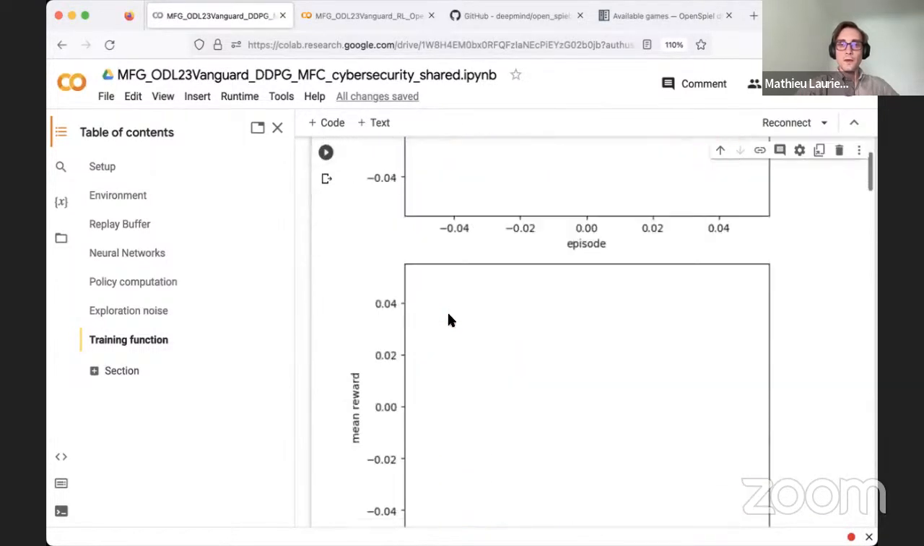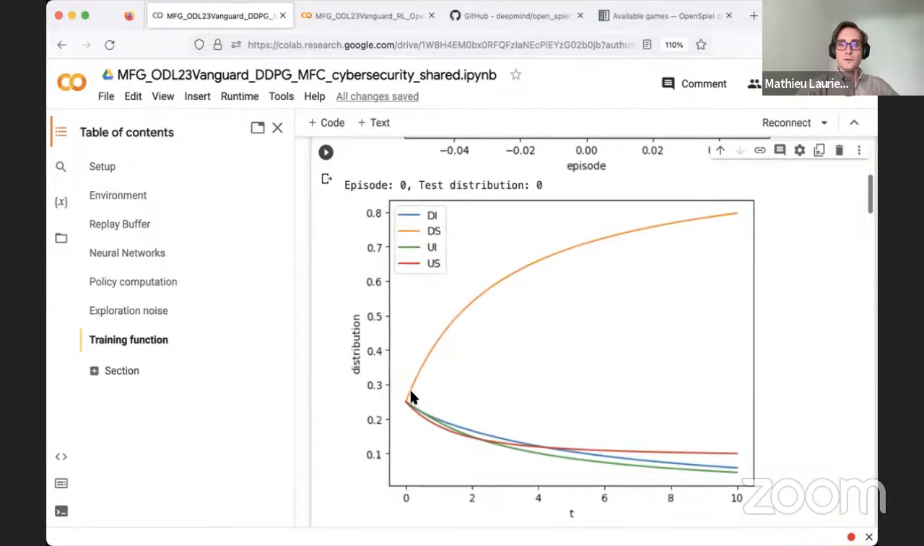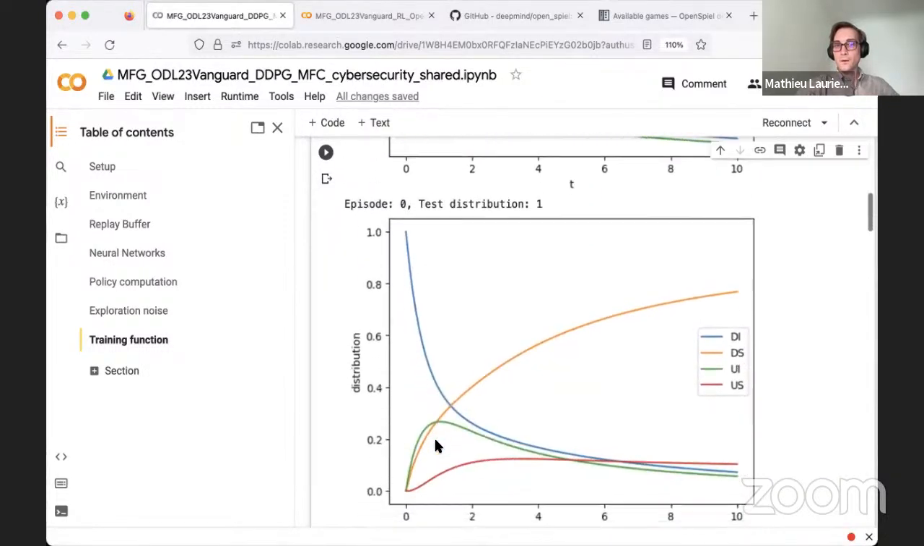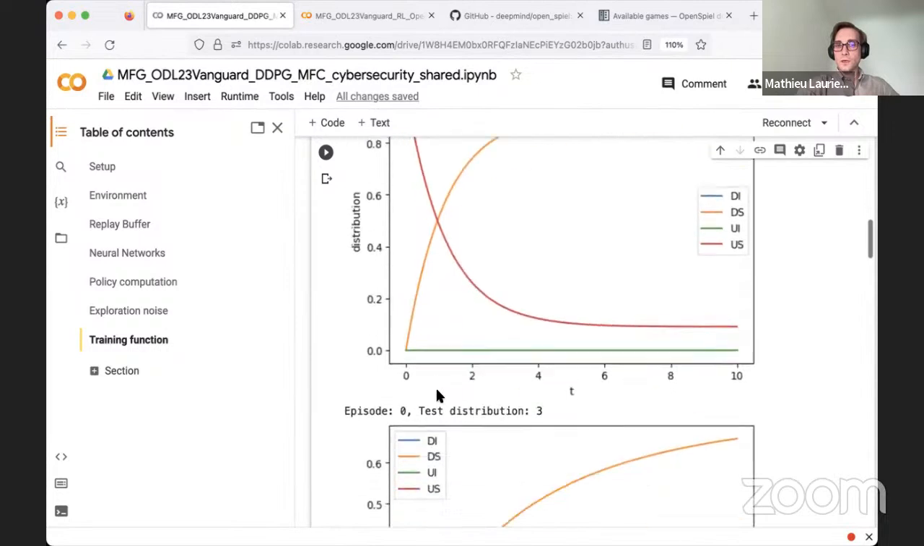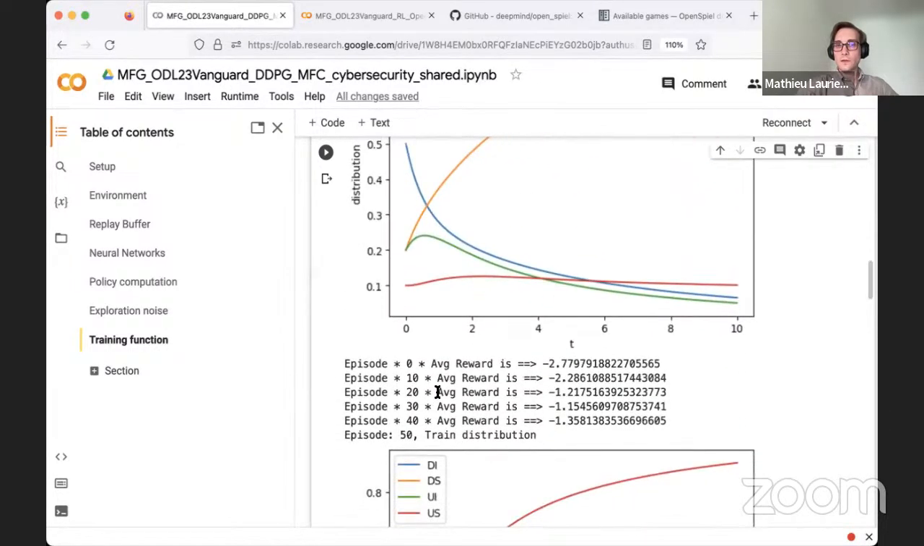But basically, at each iteration, it's going to have several test cases, starting from, for example, 0.5 for all states. And this is the evolution of the mean field given the current actor, meaning the current neural network for the control. And probably this is not the correct solution because for now, the control has not learned anything. This is for another initial state. All the mean field values are at 0 except here, meaning everyone starts in the state defended, infected, etc. So you have, I think, 4 or 5 different test cases.